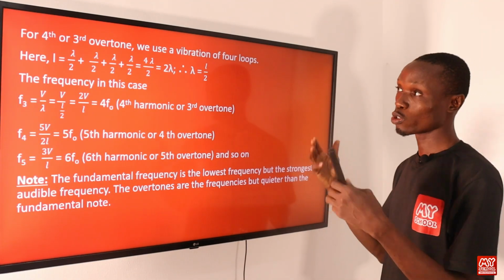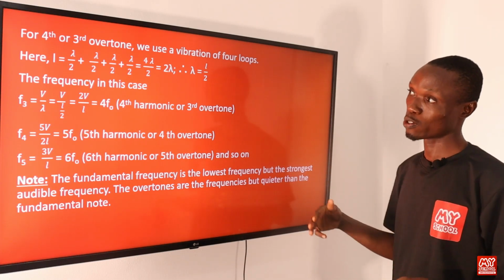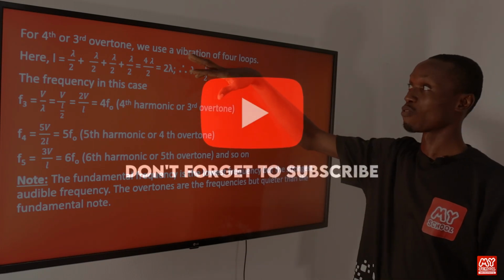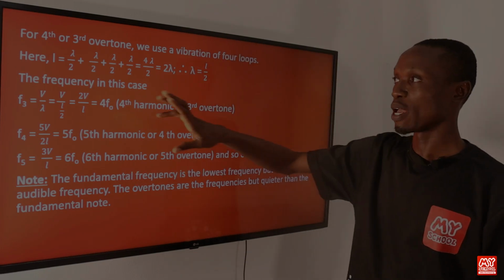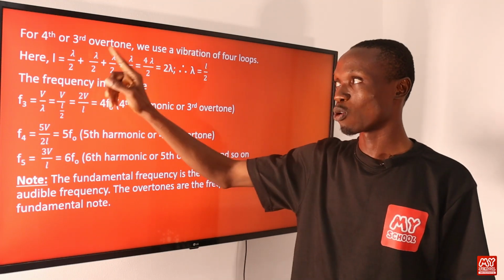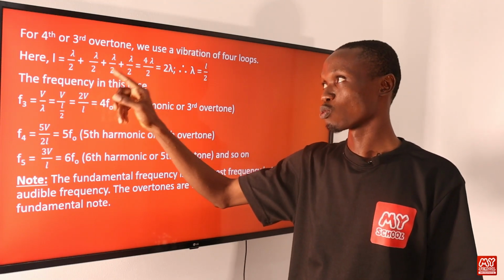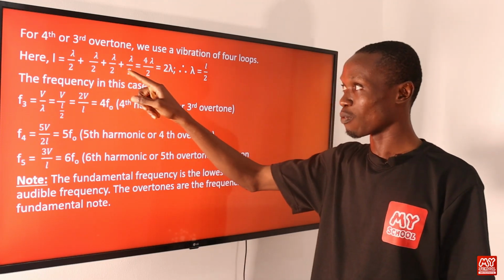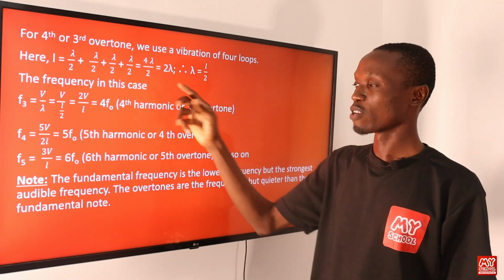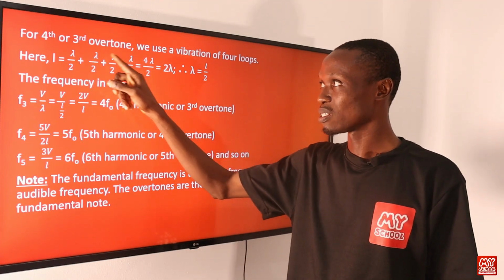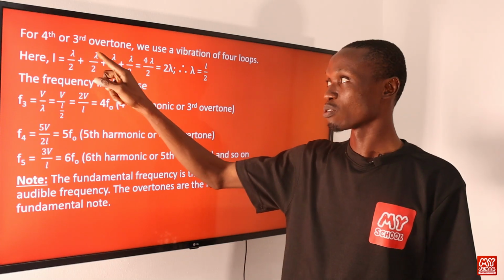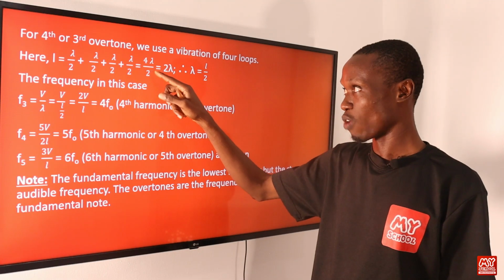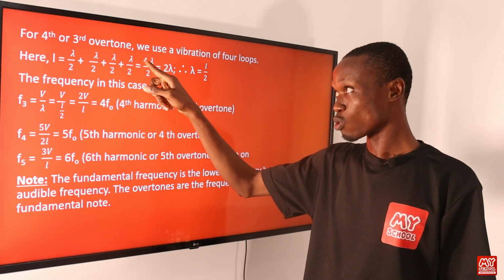Okay, so we can continue to increase the number of loops in order to obtain the fourth harmonic or the third overtone. If we decide to use a vibration of 4 loops, we have L equal to lambda/2 plus lambda/2 plus lambda/2 plus lambda/2. The denominator of these fractions is 2, so we simply add the numerators. That is 4 lambda, because we have 1, 2, 3, 4 lambdas, so you have 4 lambda all over 2.